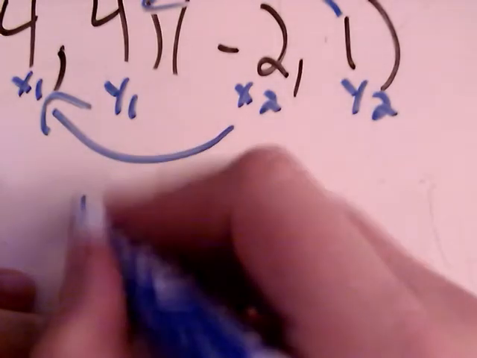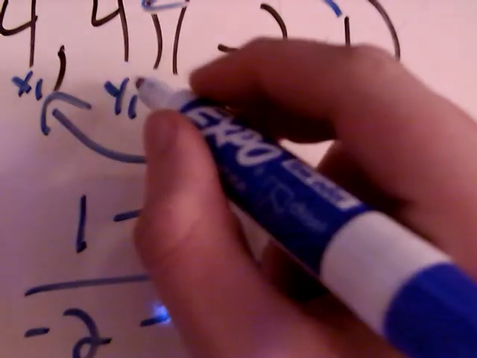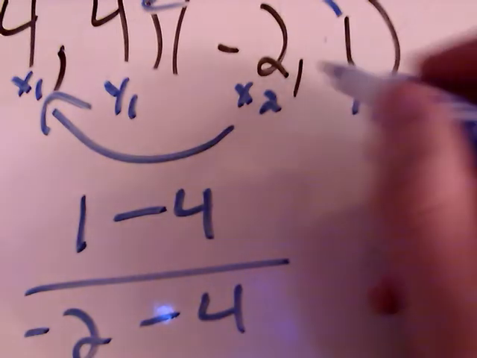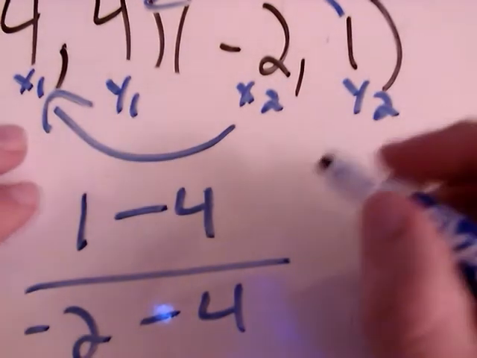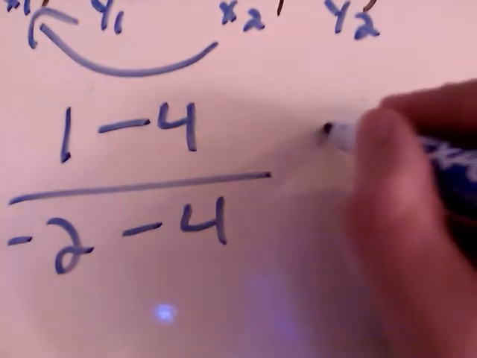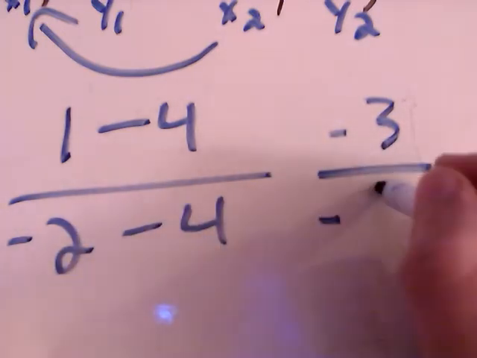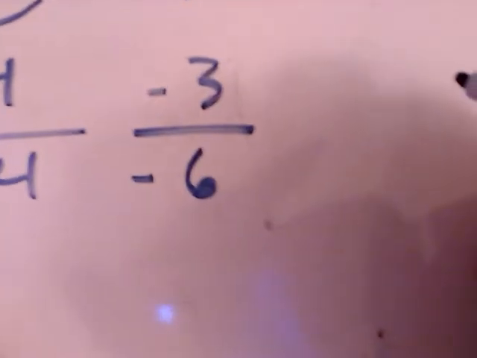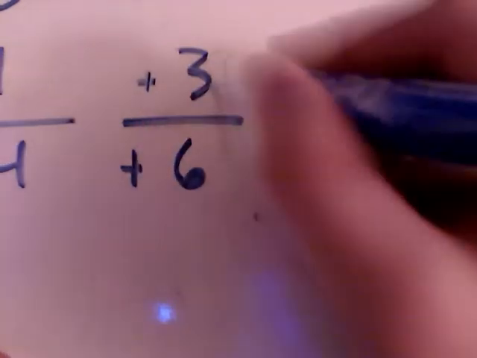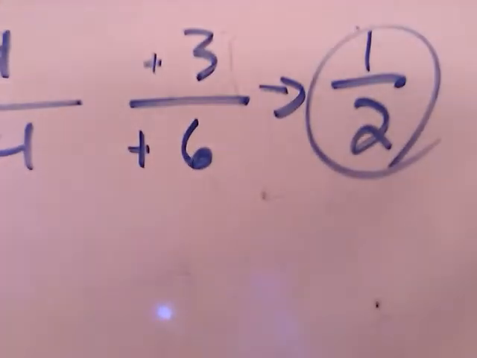So y2 minus y1, take 1 minus 4, over -2 minus 4. Remember, it does not matter which one's x1 or y1, x2, y2, just make sure you stay consistent. I put the x1, y1's over here. 1 minus 4 is -3. -2 minus 4 is -6. Remember, slope has to be simplified. This is positive because there's a negative on top and bottom, and it reduces down to 1/2. Alright, so that is half my answer, slope.